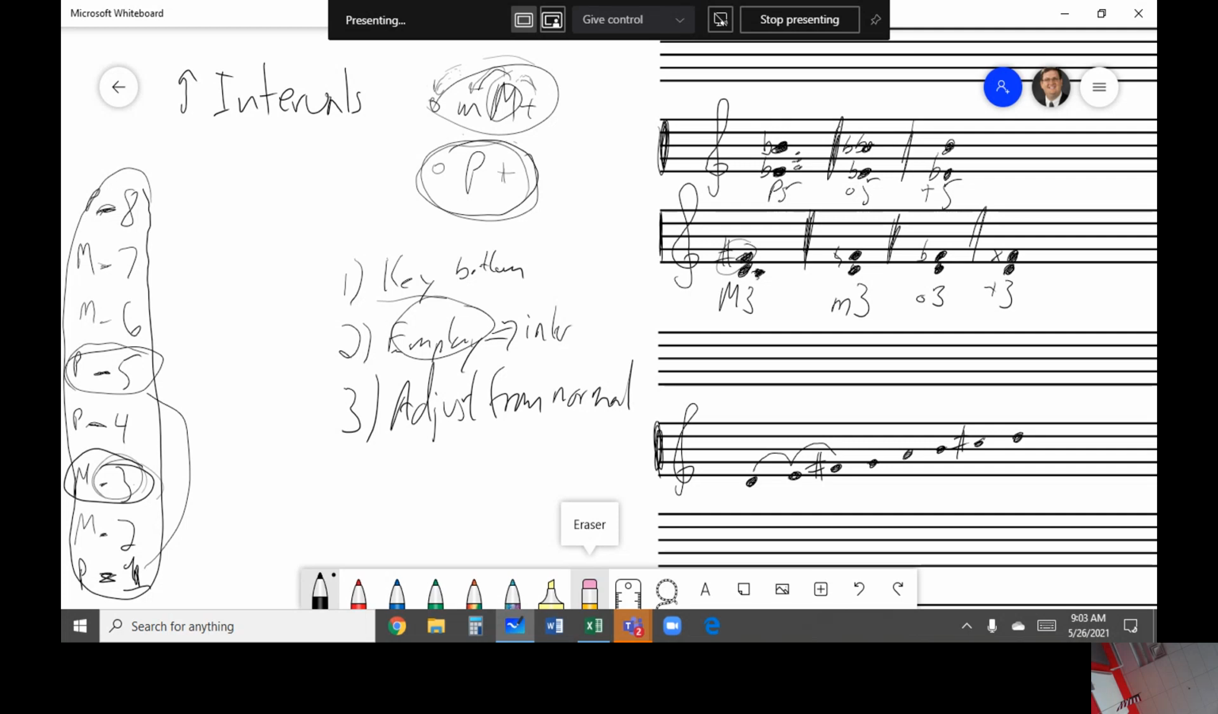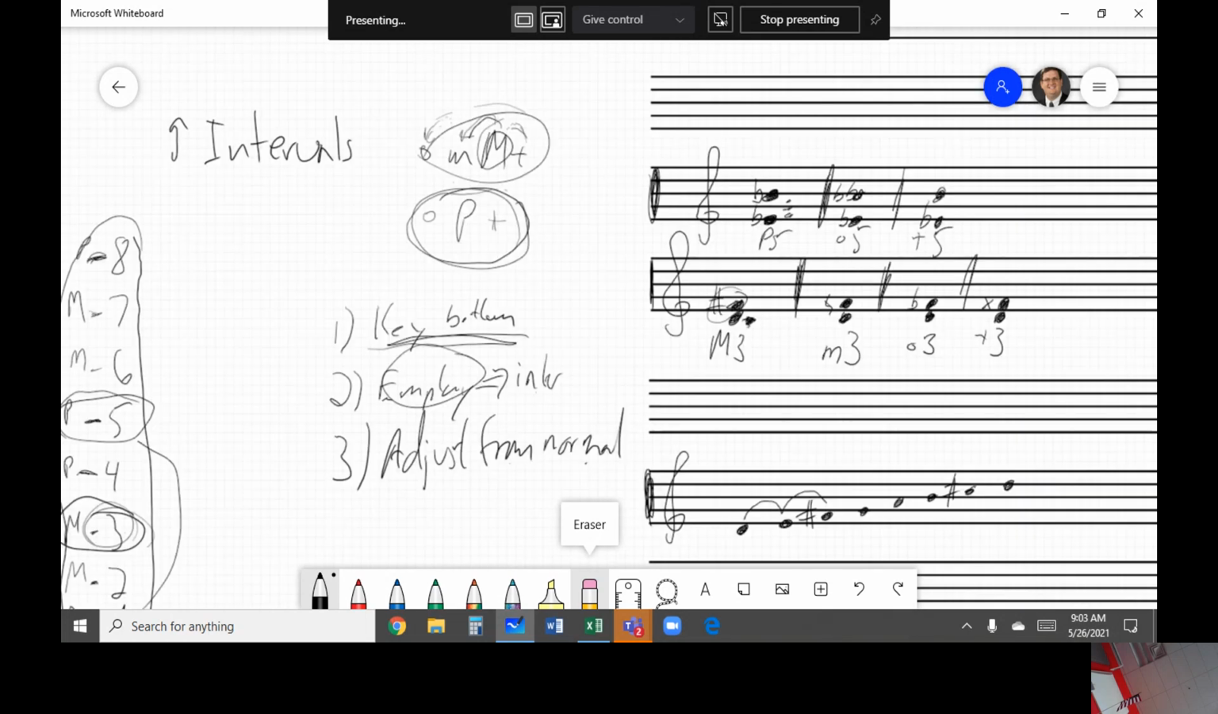You take the key signature for the bottom note, you employ that to the interval, and then you adjust it from its normal state. Let's take the first two.